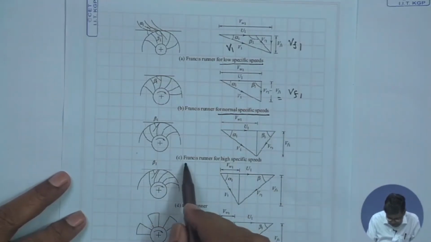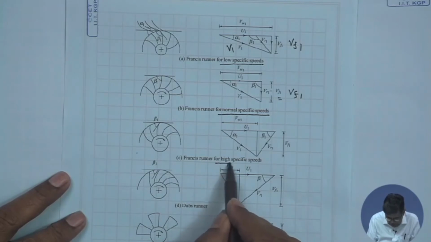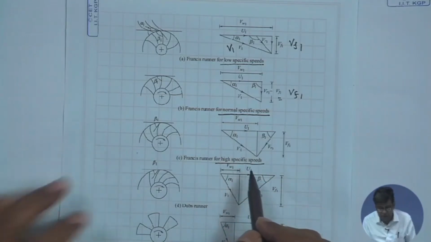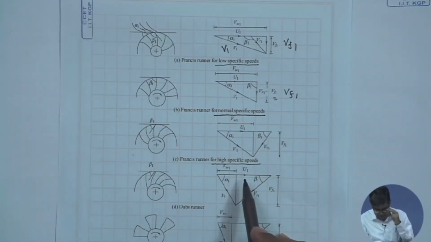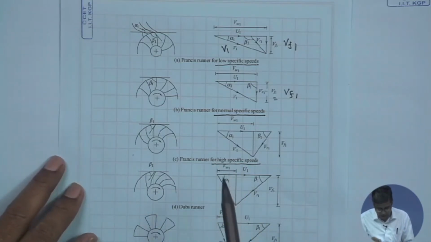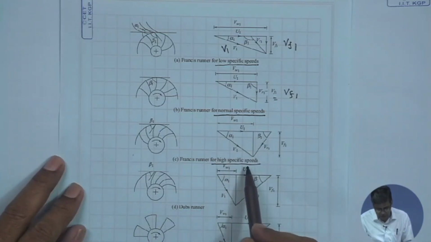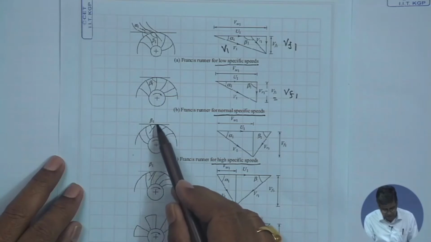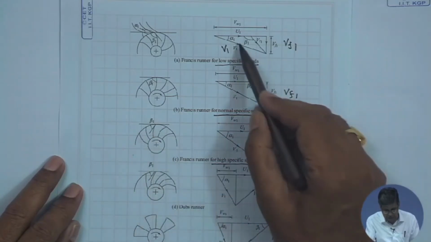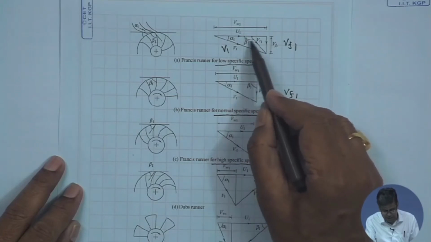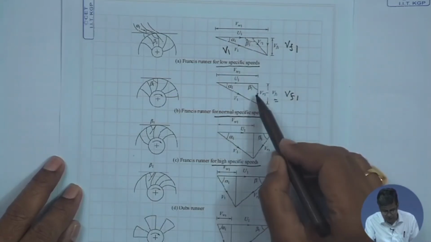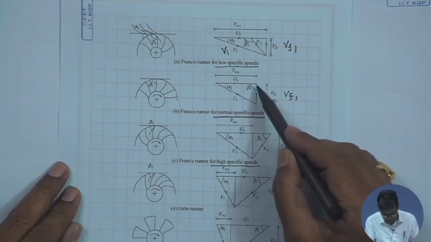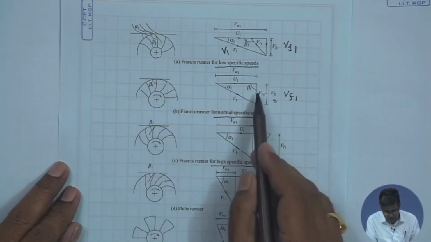Similarly, you see this is a Francis runner for high specific speed. That means, from normal specific speed to high specific speed, when the head is still lower, that is there is an increase in specific speed, the runner blade is made in such a way that this angle beta 1 here, which you see in the tangential direction, was obtuse. Now, here this has become 90 degrees. That means, this is the velocity of flow and it is coinciding with the relative velocity.